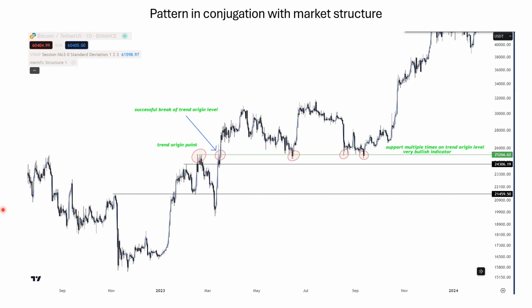Then a third pullback is put in place, this pullback right here, giving us the top of that pullback, which, as we talked about in previous videos, is a trend origin point. We've talked about how a successful break of the third structure break, aka the trend origin point, signals a trend reversal and the start of a new trend. Here we see how the market successfully broke through the trend origin point, supported on it several times, and then proceeded into the bull market.